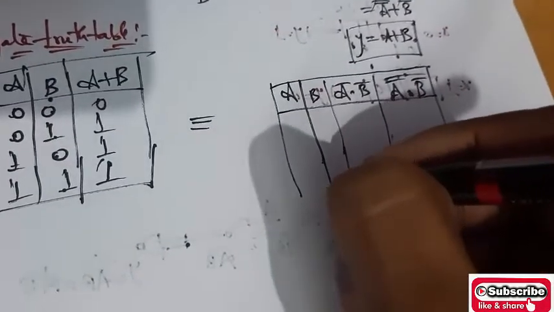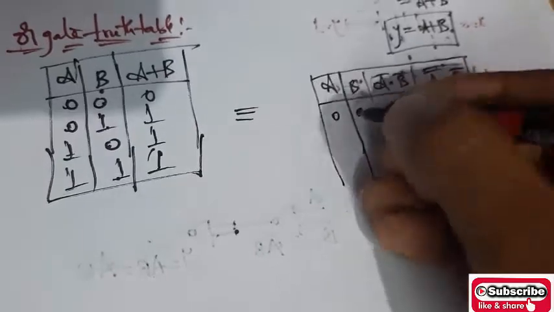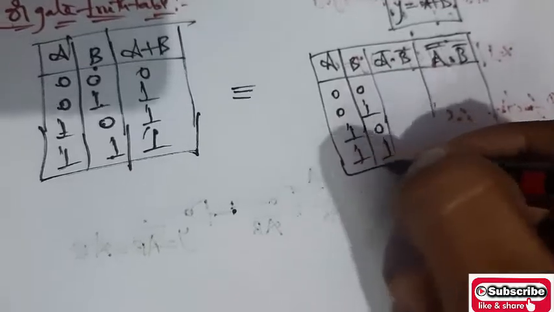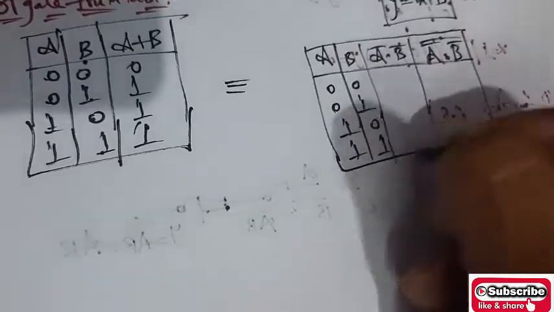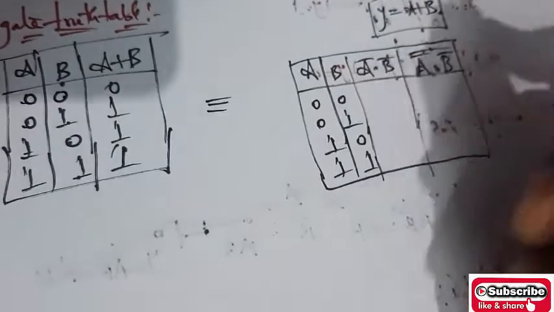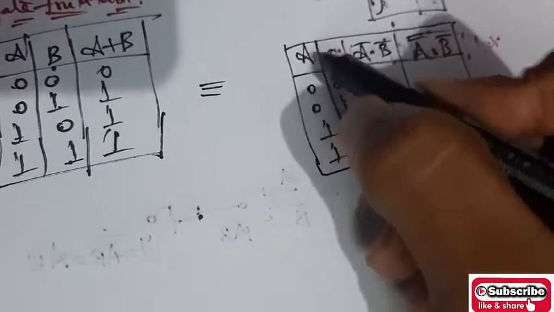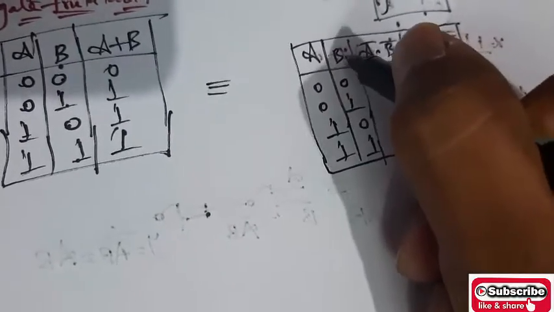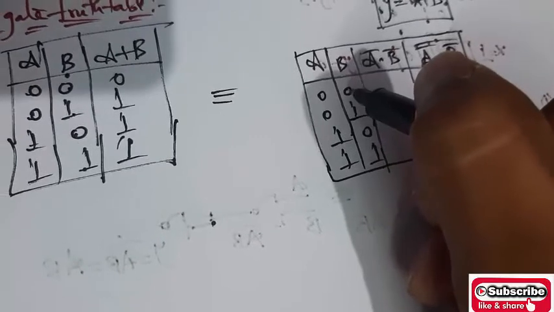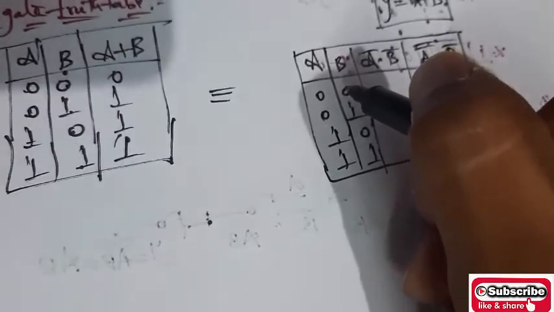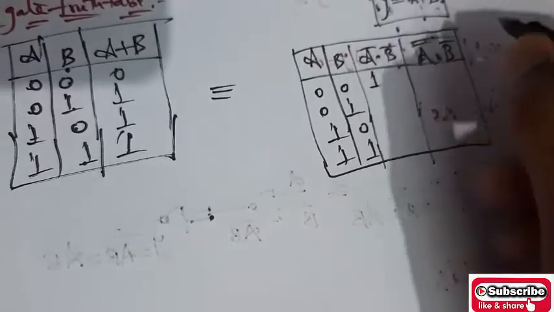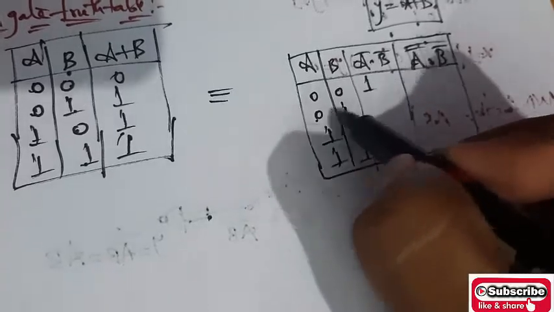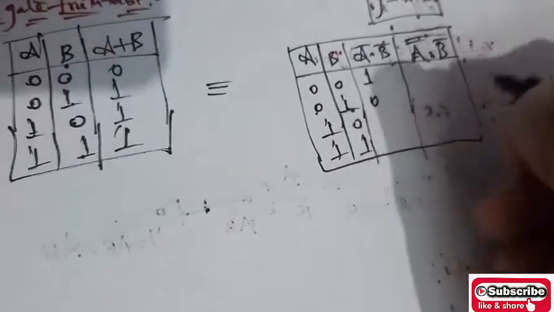For 2 input combinations, you will get the 4 output combinations: 0 0, 0 1, 1 0, 1 1. Here you can observe A bar, right? 0 bar means 1. B bar means here 0 will be there, 0 bar means 1. 1 into 1, you will get the 1. Here 0 will become the 1, 1 will become the 0. That means 1 into 0 will become 0.